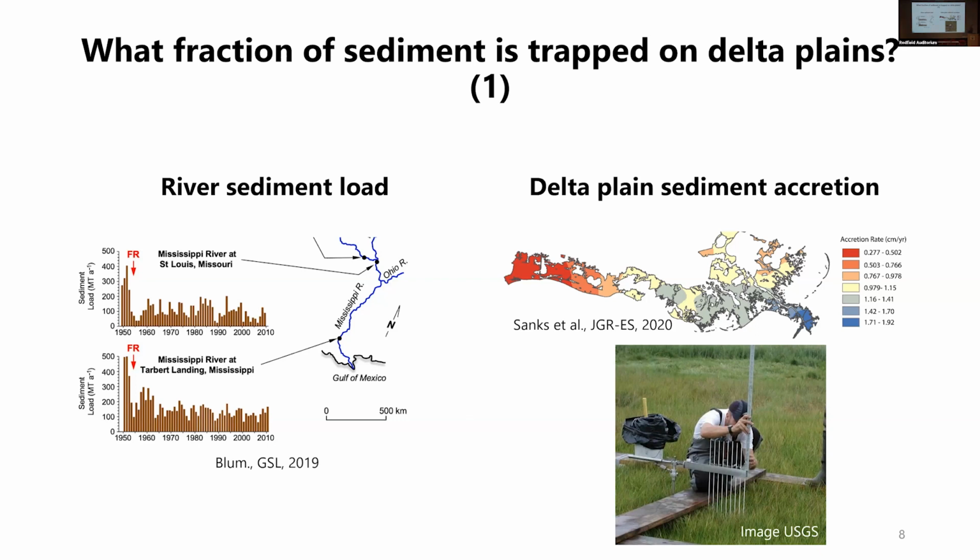And what Sanks et al. found in their paper was that about 30% of the sediment that makes it to upstream of the Mississippi Delta never makes it to the river mouth, but instead is accreting on the delta plain. So 30% in this case, which of course is an important number. However, this is something that you cannot do globally. If you want to know this number for the global ocean or global deltas, you cannot start doing this surface elevation table thing.